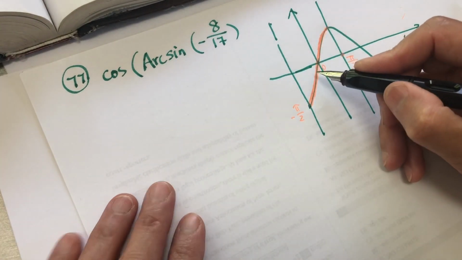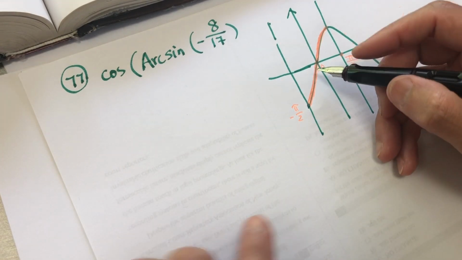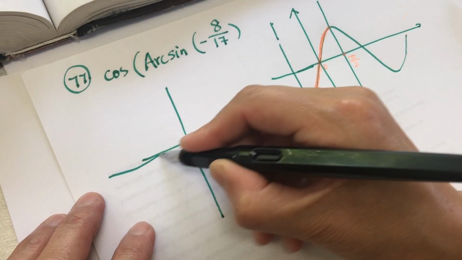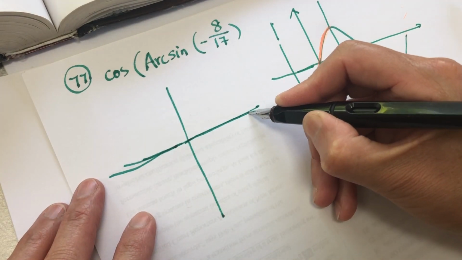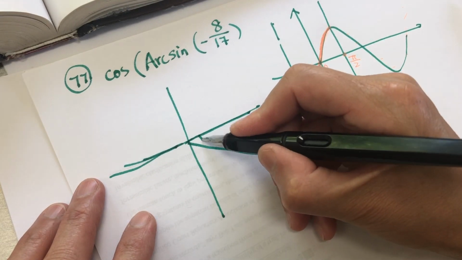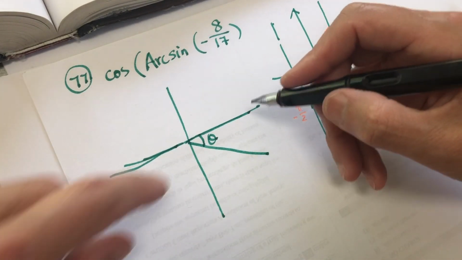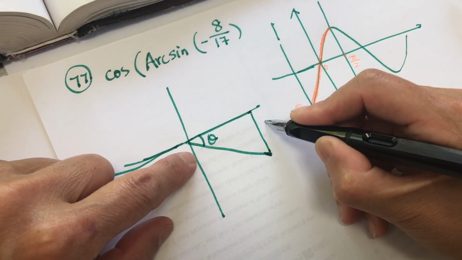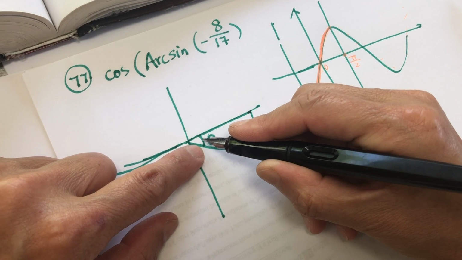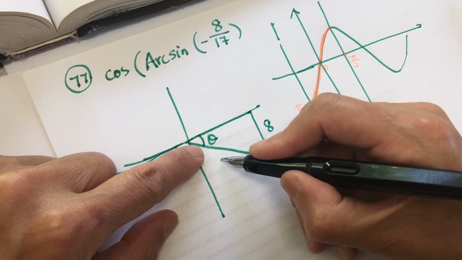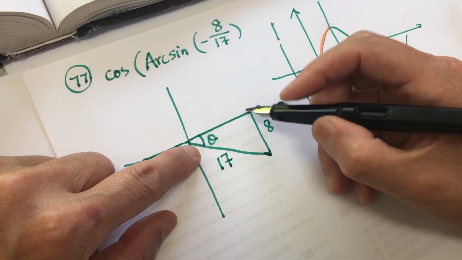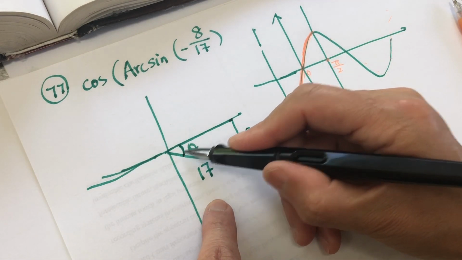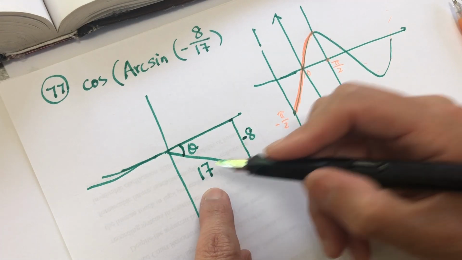Okay, so arcsine, we know it's a negative angle, right? And it's in the fourth quadrant. So what we can do is draw it like this. Here we have an angle theta, and sine is the y value, or the opposite of theta, over the hypotenuse. And it's negative, because this y value is negative. So sine theta is negative 8 over 17.